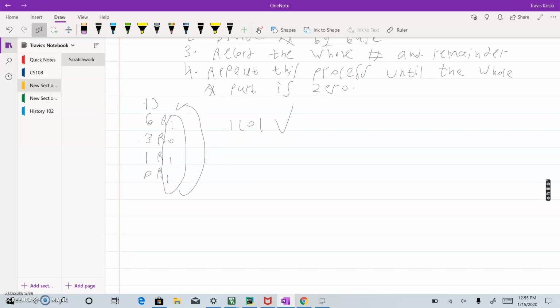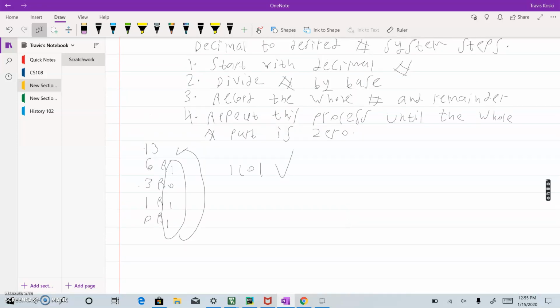But just to show you that this system works for any number system, let's go ahead and take the number, erase this first. Let's go ahead and take the number 31. And we are going to say that this number is in base 10. And I want to know what this is in base 3. We're going to do the same thing. So start with your decimal number. That's step 1. So I'm going to do that over here.